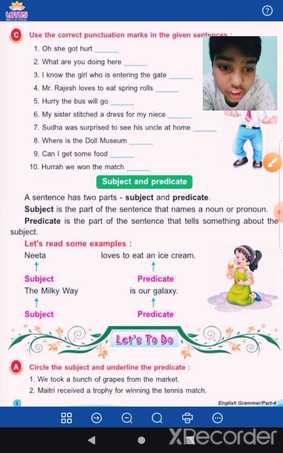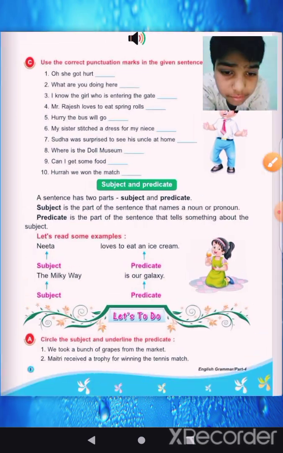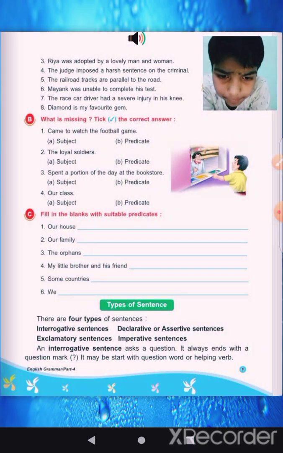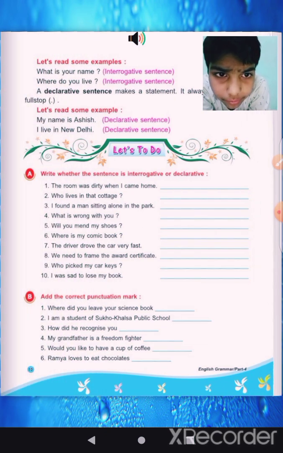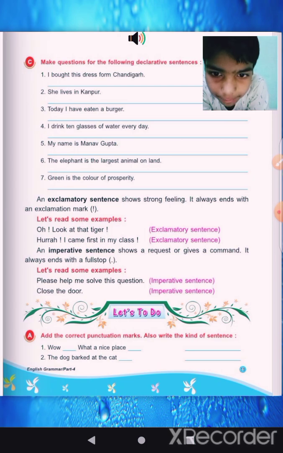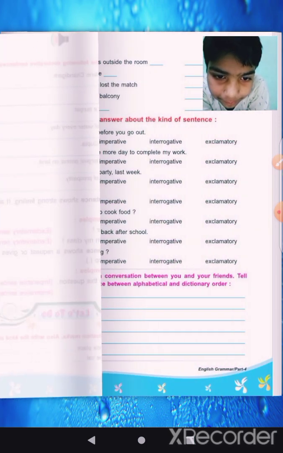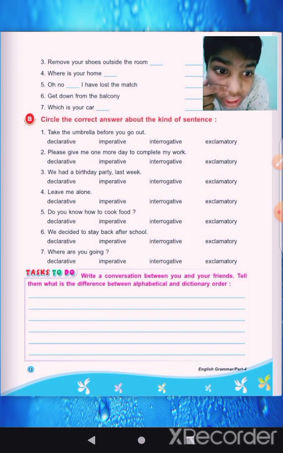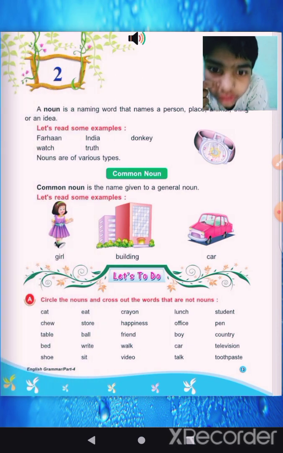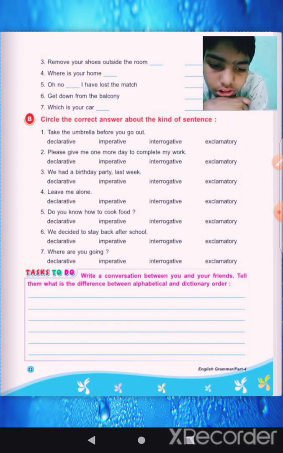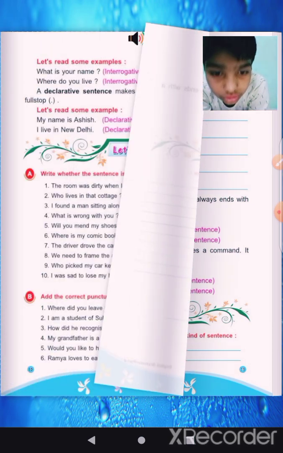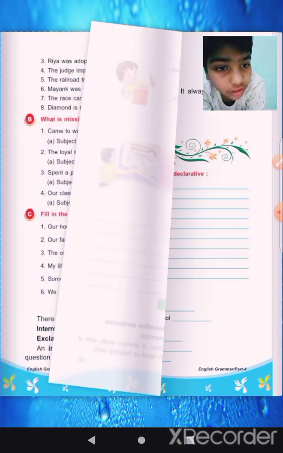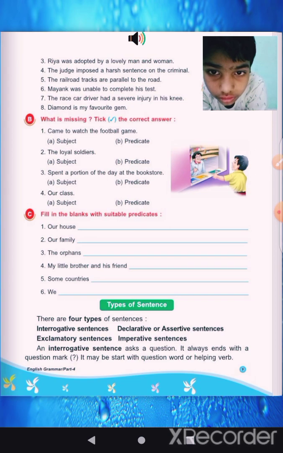Subject and predicate. So what is a subject? Can anybody tell me? In Hindi we say it karta. In Hindi what do we say? Karta. Okay, so see, the chapter is so big, so just listen carefully.